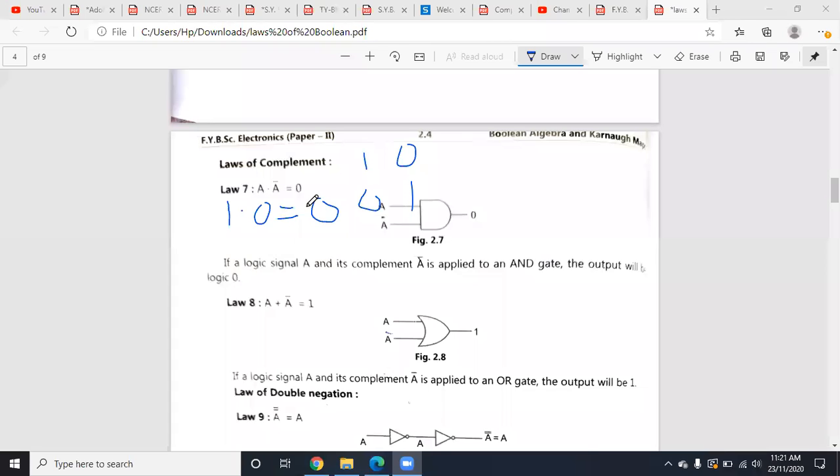Anyways, you have understood this, right? If I'm multiplying any variable with its own complement, the answer will be 0. We can prove it in the other case also. If I put A equal to 0, what will be my A bar? 1. Correct. So 0 into 1, again it will be 0. Right. So this is how this law is proven. If we are multiplying a variable with its own complement, the answer will be 0 only.